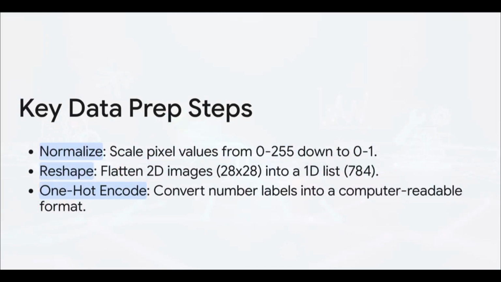And this really comes down to 3 key steps. First, we normalize the pixel values. We're just scaling them down to make it way easier for the network to learn. Second, we reshape that 2D image into one long list of numbers. And finally, we one-hot encode the labels. Now that just means instead of telling the AI, hey, this is a 7, we give it a list where only the 7th spot is turned on. It gives the AI a perfectly clear signal to learn from.